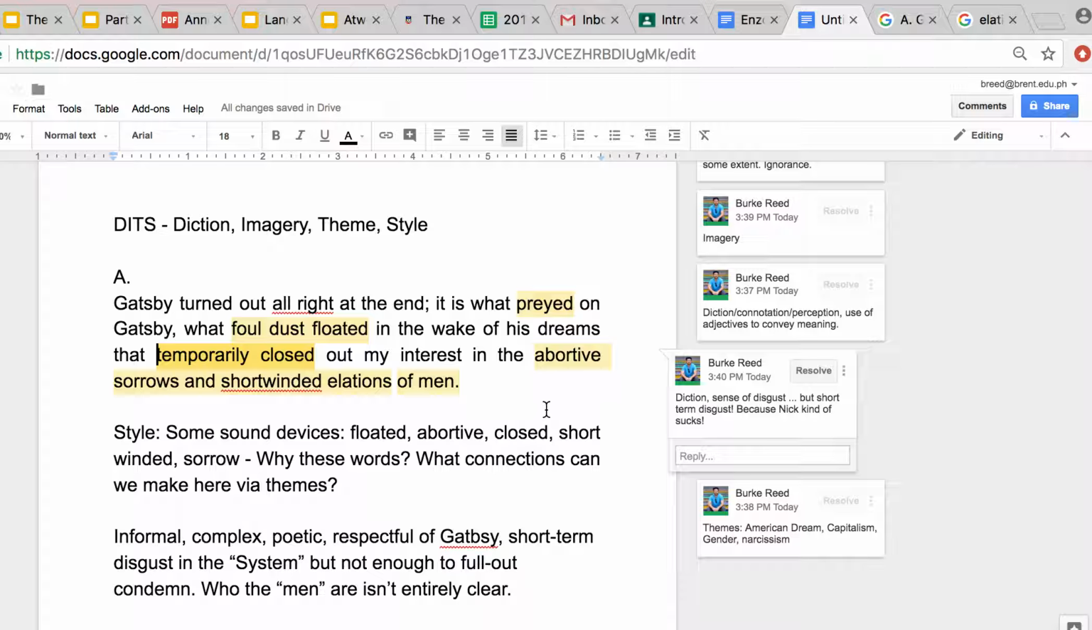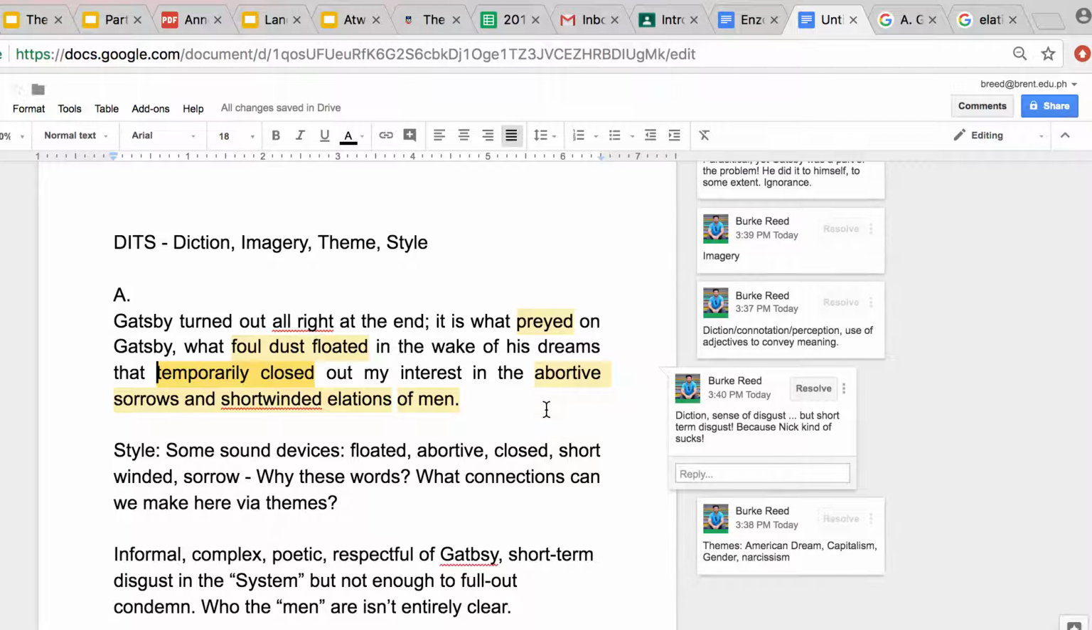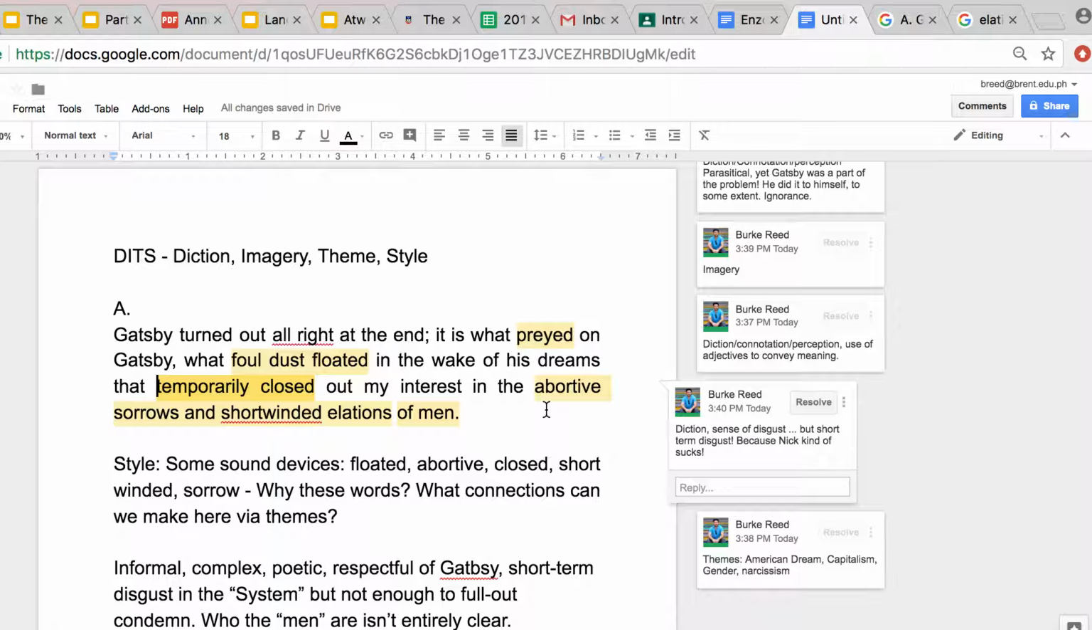Going to temporarily closed. It's both an example of imagery and also a pretty strong sense of diction. This is a sense of disgust, or at least short-term disgust, because Nick, again, is not the greatest person in the story. He's disgusted with the system as a whole, but based on his word temporarily, it means that at some point he's probably going to be coming back to this and being a part of that system. Okay, so that is diction. I'm sure there are other examples, guys. This is just a very brief overview of those things.